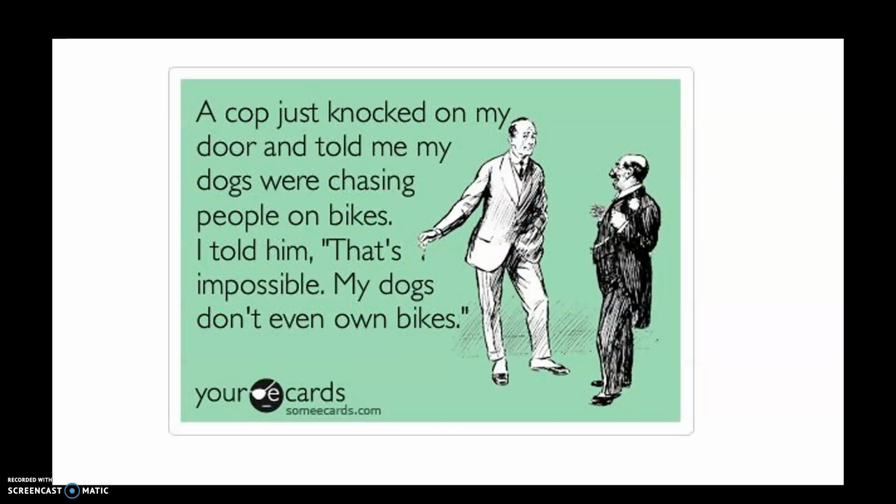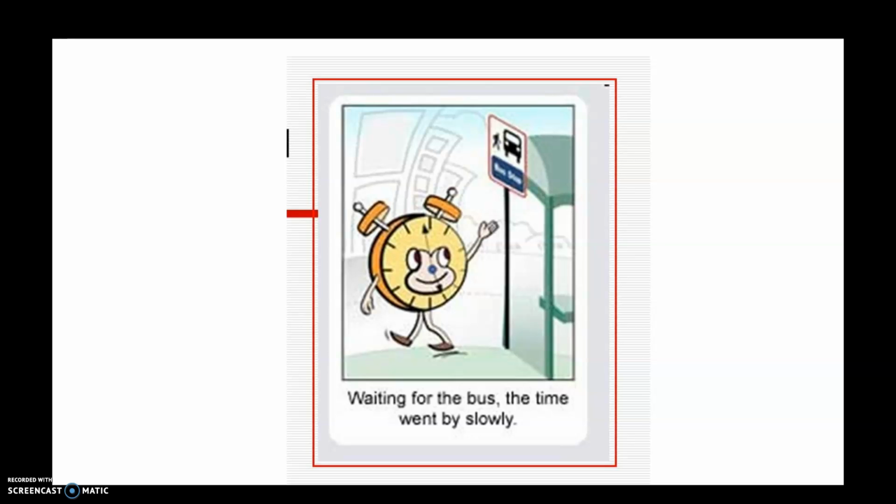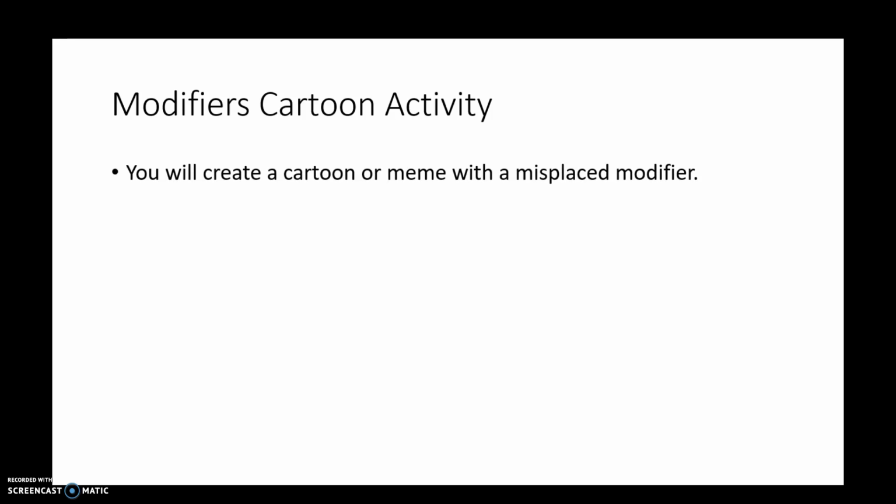This one's probably my favorite. "A cop just knocked on my door and told me that my dogs were chasing people on bikes. I told him, that's impossible. My dogs don't even own bikes." Can you imagine? Have a little picture in your head now of dogs riding bikes? "And waiting for the bus, the time went by slowly." This is a dangling modifier. Who was waiting for the bus? We don't know.